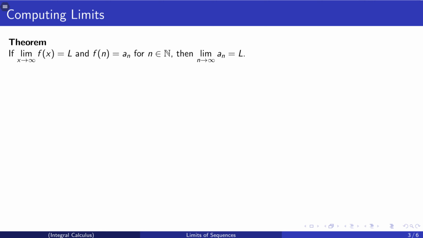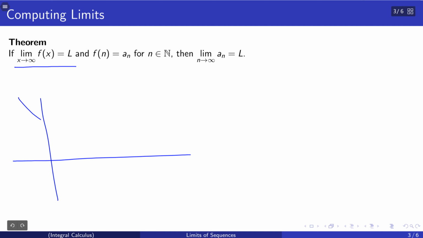And that's the content here of this next theorem. It relates the limit of a function to the limit of a sequence if you know that the sequence is matching with the function values at all the natural numbers. So the theorem says, if you have a function f of x, you take x, let it go to infinity, the limit is L. So in our previous example, y equals 2 to the minus x approaches 0 as x goes to infinity.